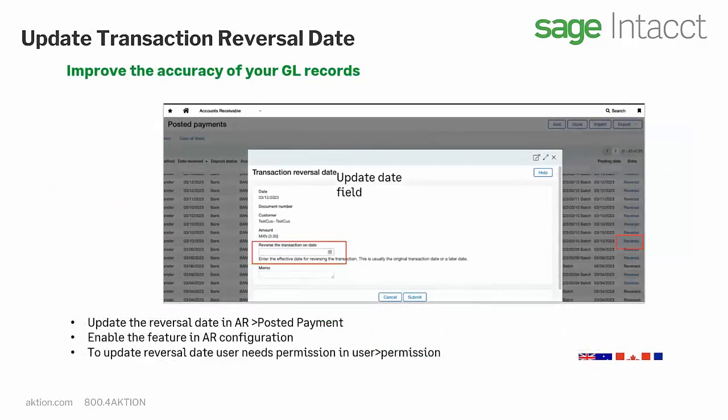Another exciting new feature is being able to update the transaction reversal date. Previously, once you selected that reversal date, it was locked in and you could no longer update that field. And now you have the option to improve the accuracy of your GL by editing that date on posted payments.